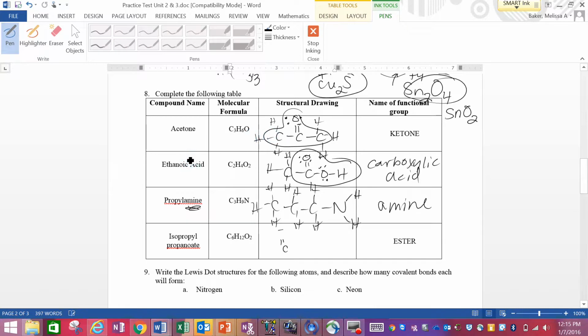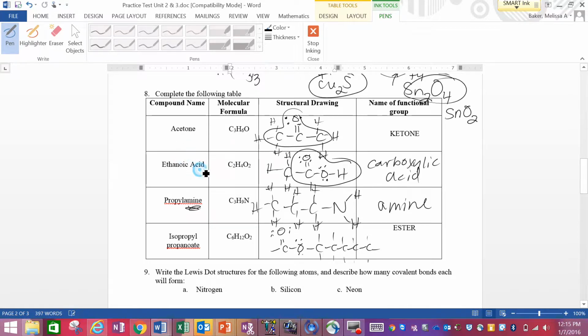Ester is a COO, so I'm going to do C double bonded to an O, O, C, and then I'm going to add 4 more carbons. 1 hydrogen, 2, 3, 4, 5, 6, 7, 8, 9, 10, 11, 12. So that's going to work out for my ester.